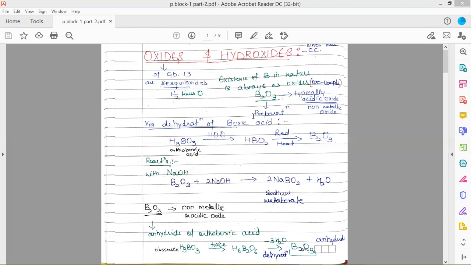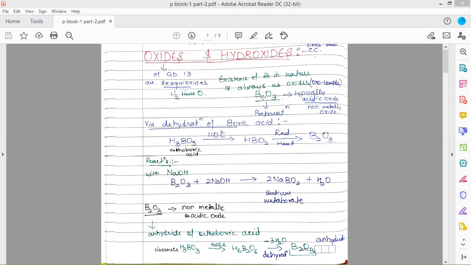So oxides of group 13 are generally the sesquioxides. By sesquioxide we mean when the ratio of group 13 element to that of oxygen is 1 is to 1.5, or we can say 2 is to 3. So an example is B2O3, where the ratio between boron and oxygen is 2:3. Whenever the ratio between the metal or any element and the oxide ion is 2:3, these oxides are called sesquioxides. Sesqui in general means 1.5 times. So that is why the name is given, sesquioxides.